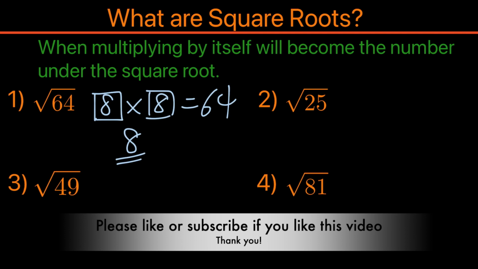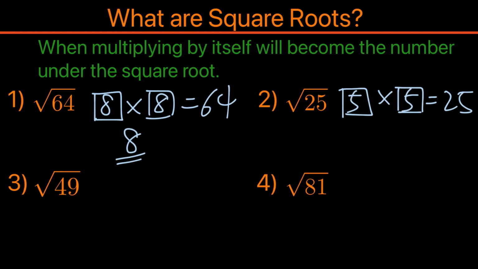For the second example, we have 25. So what number do we place in these two boxes, multiplying by itself, will become 25? And the answer is 5. So a square root of 25 would be 5.